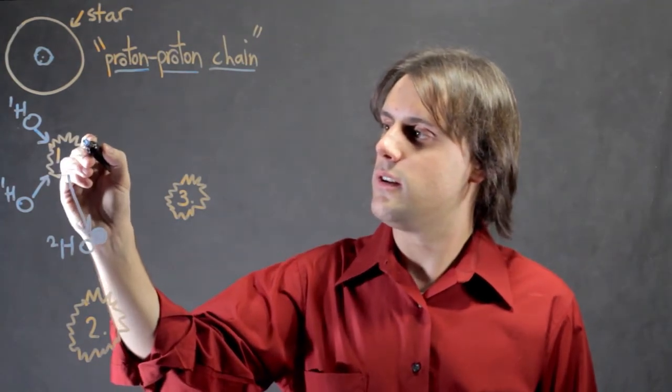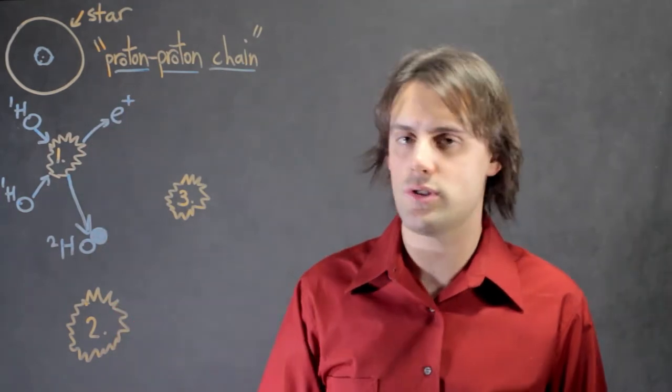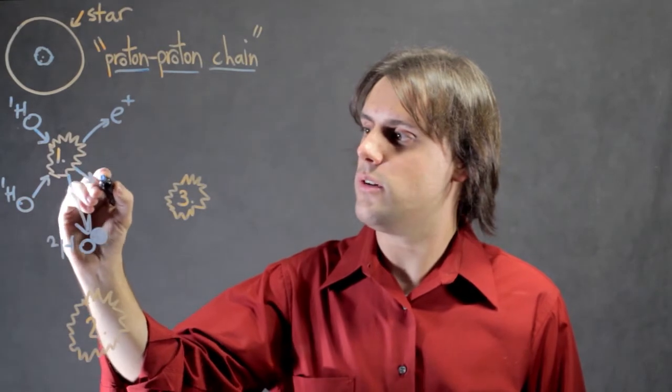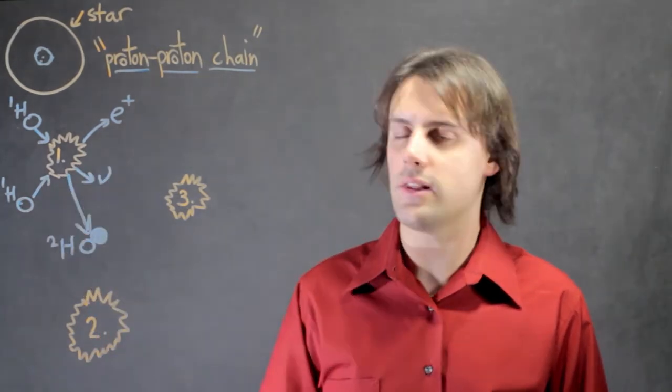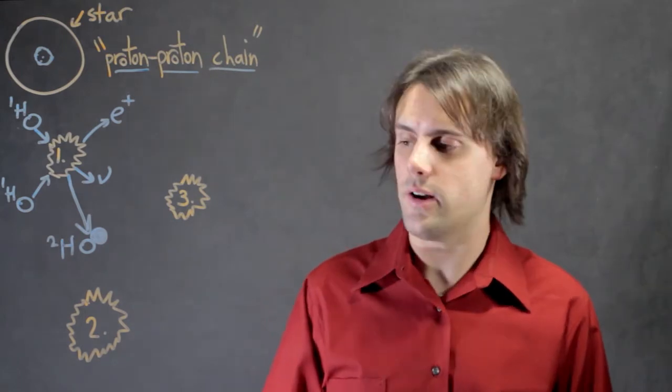In addition, we have a positron coming out of this reaction, which is a positively charged electron, and also a neutrino, denoted by the Greek letter nu. That covers the first step of the process.